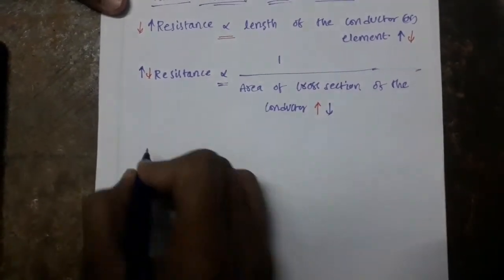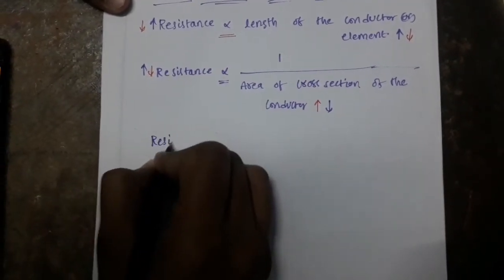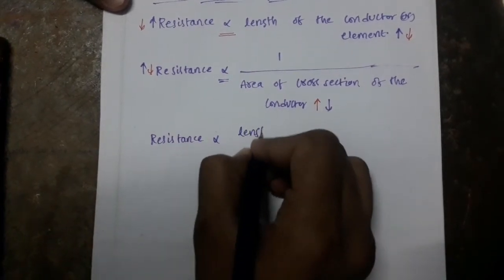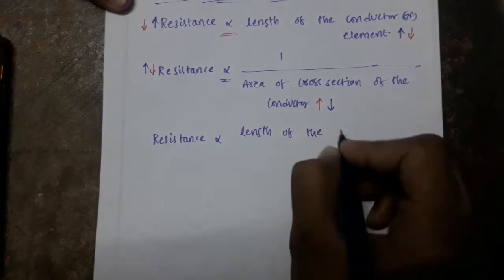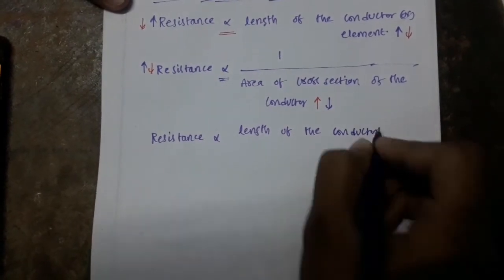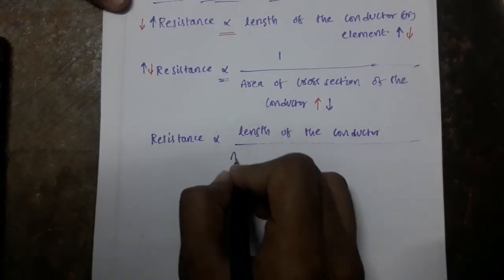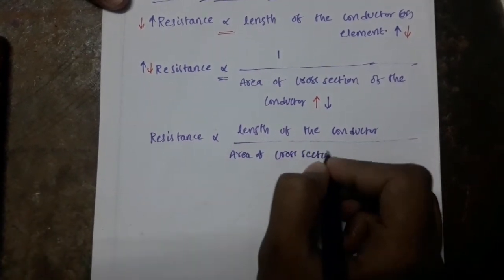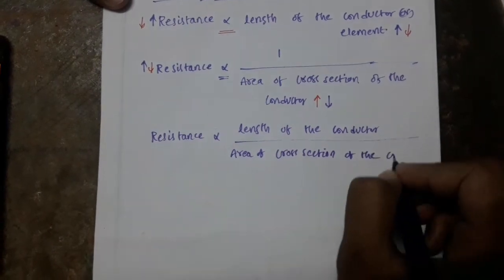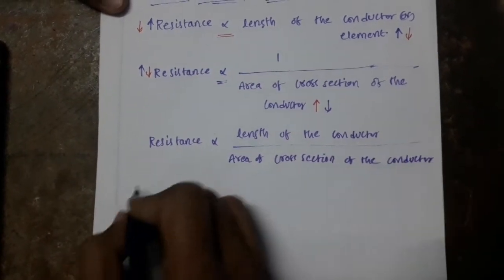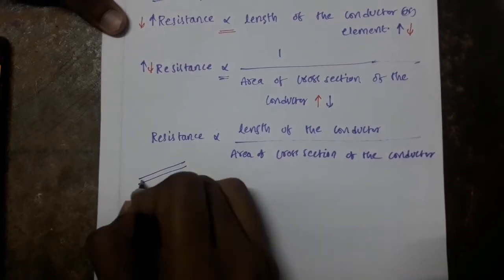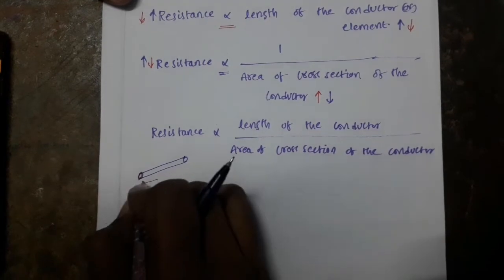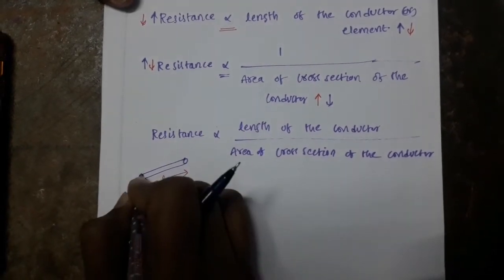From these two, resistance proportionality, the length of the conductor to the area of cross section of the conductor. If we take this as a conductor, this is the area of cross section and this is the length. This is the area of cross section.